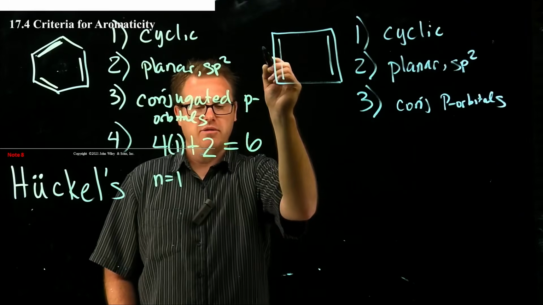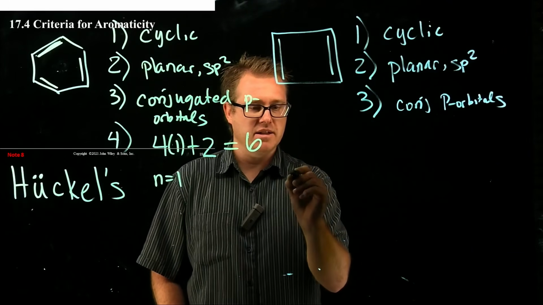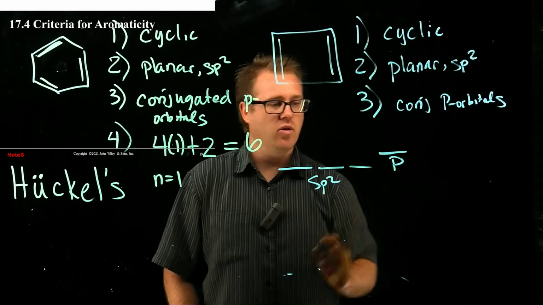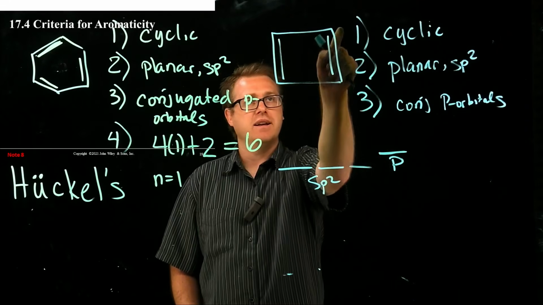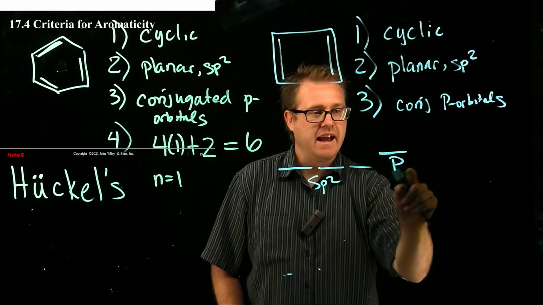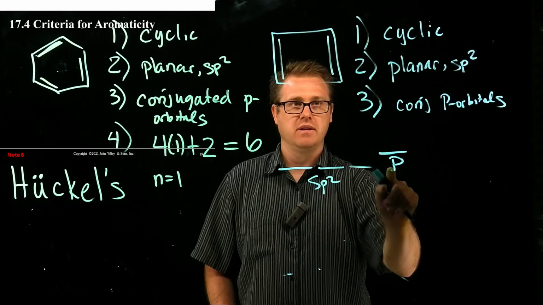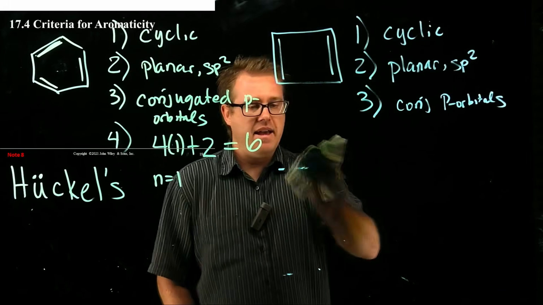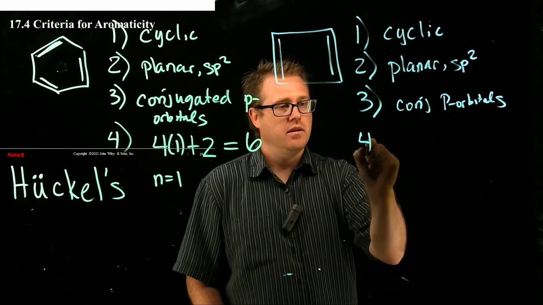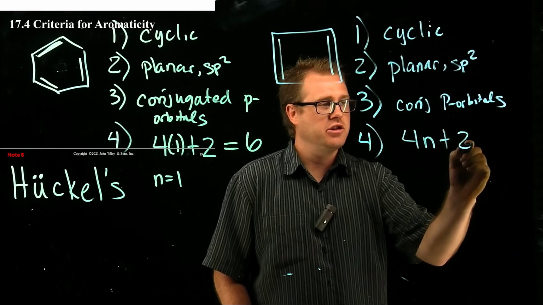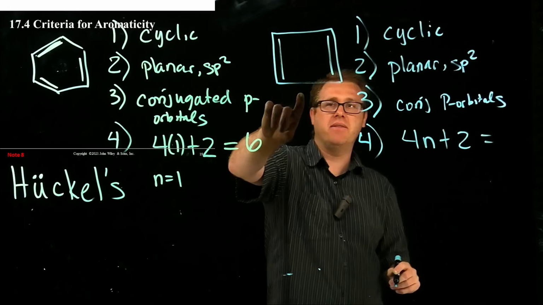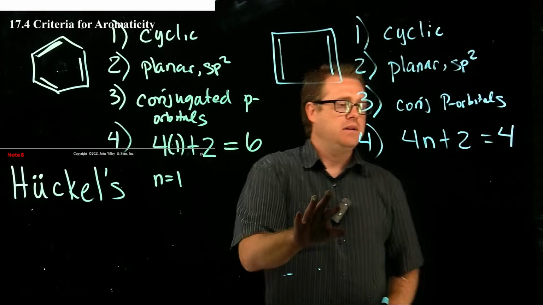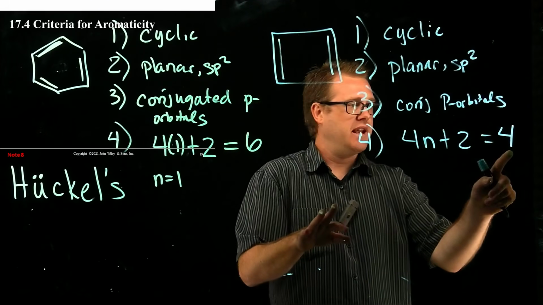And if carbons are sp2 hybridized, remember the hybridization state? There's sp2, and then there's that p orbital right there. So those are all sp2 hybridized, so they all have a p orbital, and they're all conjugated. All right. And then step 4. 4n plus 2 equals, how many pi electrons do we have in cyclobutadiene? There's 1, 2, 3, 4.